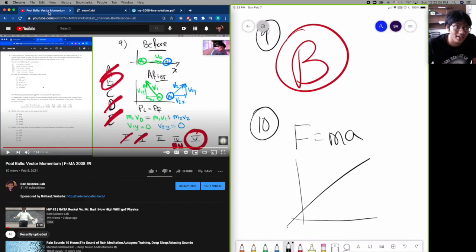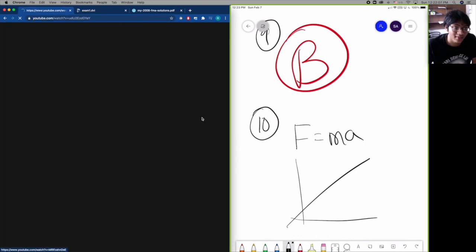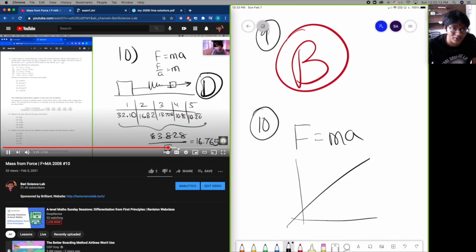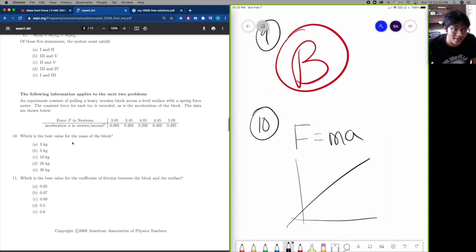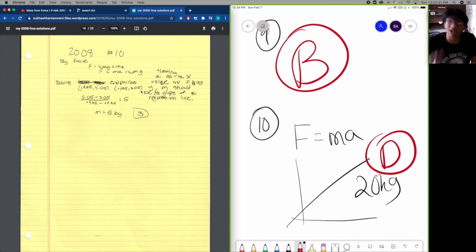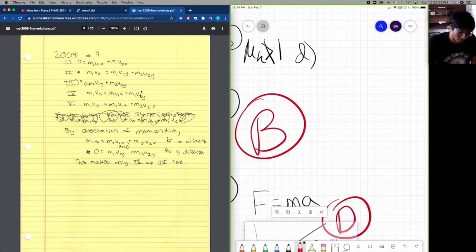So let's see what I got for question number 10, getting the mass from the force. This question is, I would say, the hardest question thus far. Okay, so that's choice D. Choice D tells us that the average mass of the block is 20 kilograms. Okay, and let's see if that's indeed the solution. And no. So the last 3 questions were all strikes out.